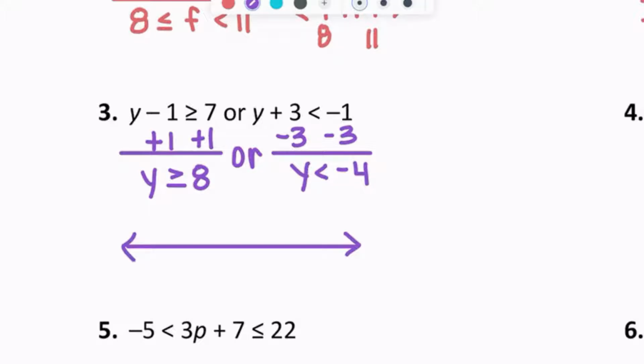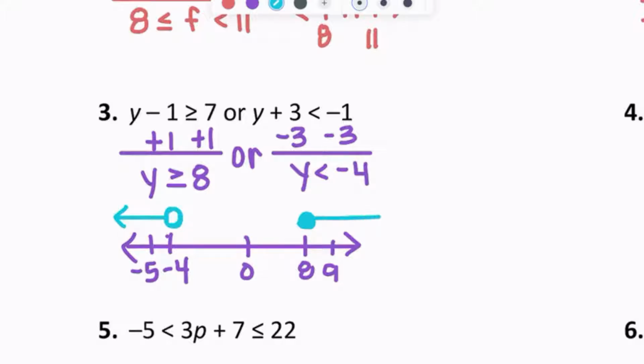So when I go to graph these, I should have 2 of those. So -4 first, it's an open circle. It is going less than. Way up here, I'm going to have a 0, and then I've got my 8, and I know that 9 is going up. And so this is greater than or equal to 8. So that's a solid dot, and it's going up just like that. So those are 2 different sections. It can't be in both of them at the same time, so it is an "or" statement. Okay?